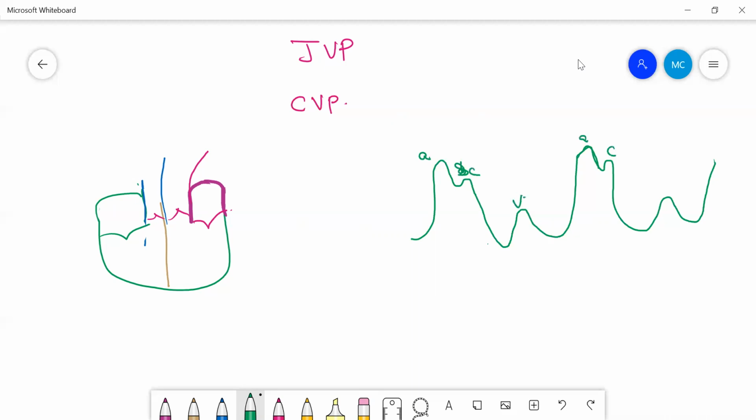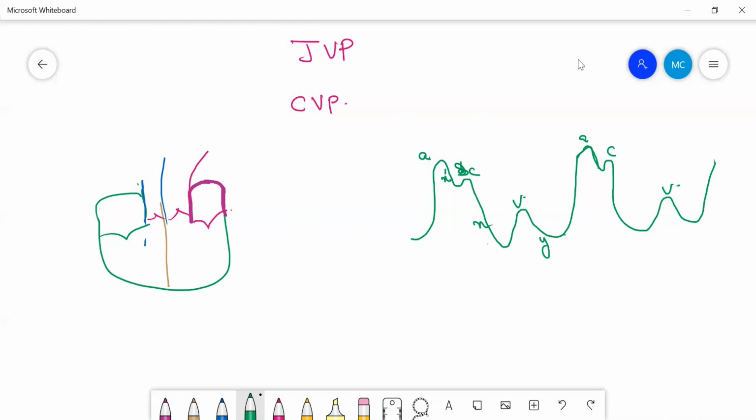Again, this is ACV. This is your X descent. The first descent is X descent, and this is your Y descent. In some books, this portion is also written as X dash. Okay, so now we are going to see what all of these waves represent.